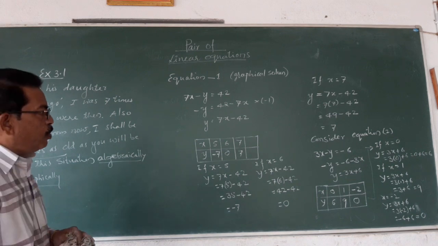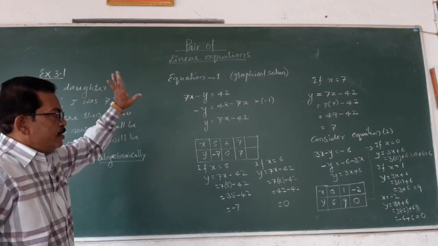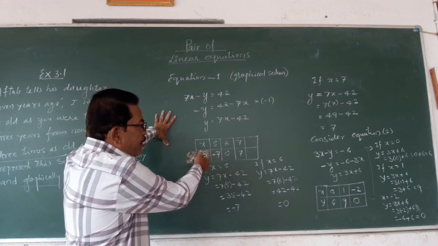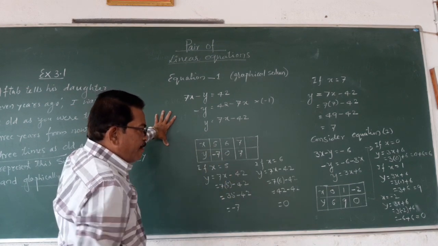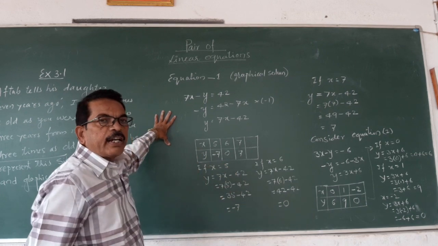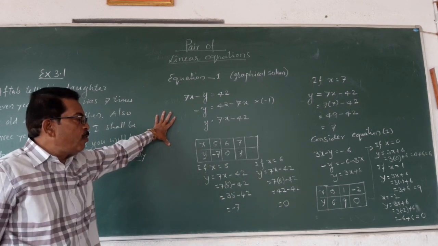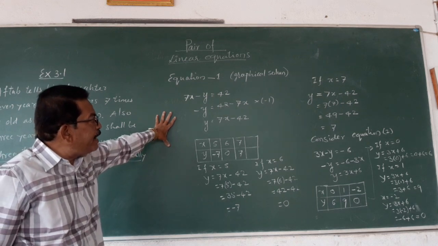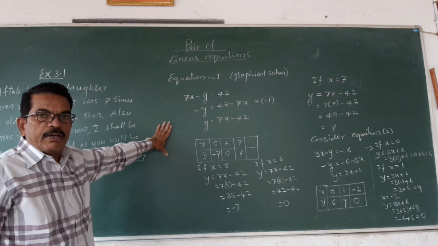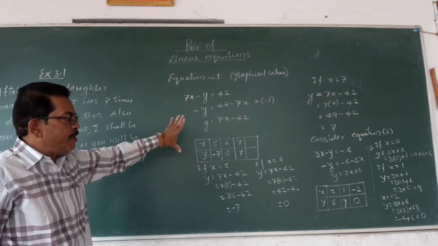So what we have to do? We have to take one graph and we have to represent the values of x and y in the graph. Then we will find the value of x and y in the graphical method. So I hope you have understood this method. This one is called the graphical method. See once again.